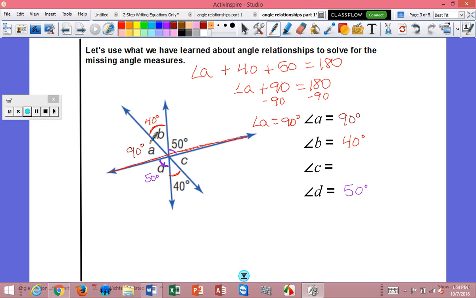And I'm going to use what I know about vertical angles and come across. So I know angle C also measures 90 degrees. Now, I do want to point out that this picture is not to scale. Obviously, angle A and angle C do not literally measure 90 degrees, but for the sake of the problem, just bear with me.